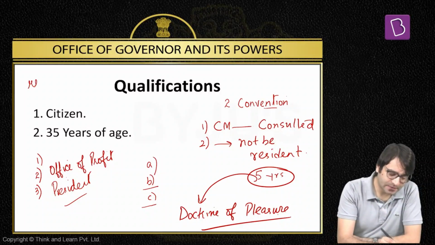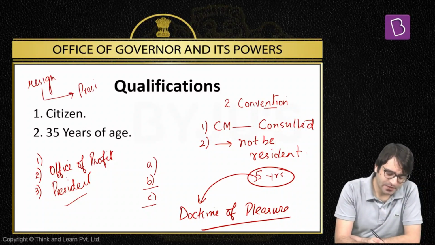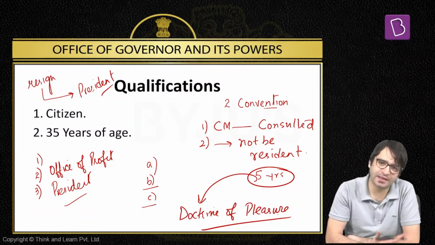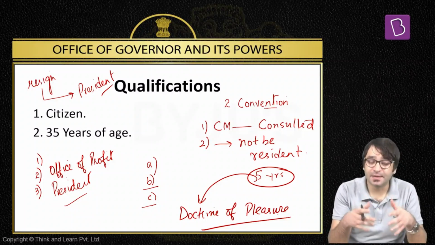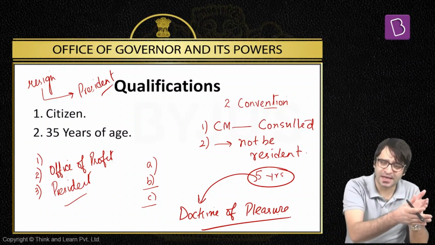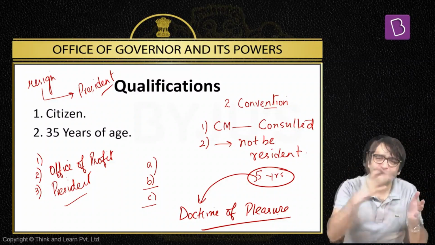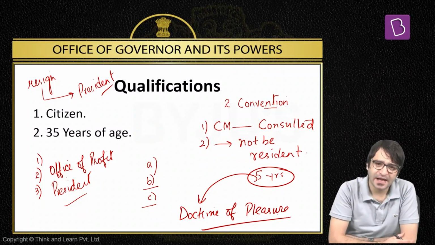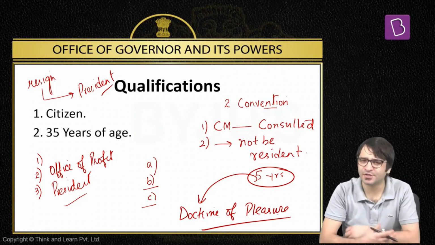The governor may also resign, and the governor submits his resignation to the president, because who is the appointing authority? President. If the president has appointed you, you will have to submit your resignation to the president as well. Sometimes a governor may die. And when the governor dies, what does the president do? He appoints the governor of a neighboring state to act as the governor of this state as well. For example, in 2020, the governor of Madhya Pradesh died, and the president asked the governor of Uttar Pradesh to act as the governor of Madhya Pradesh. That's also something that can happen.